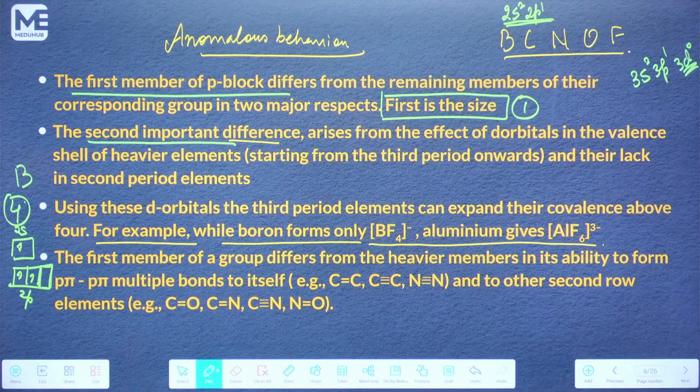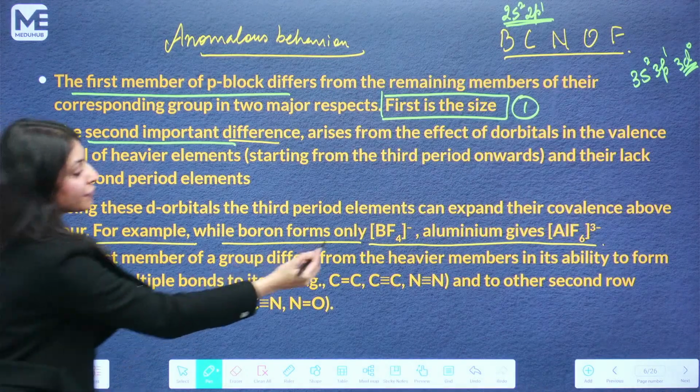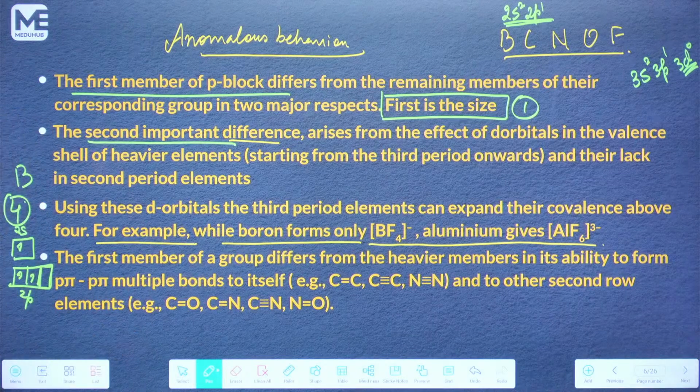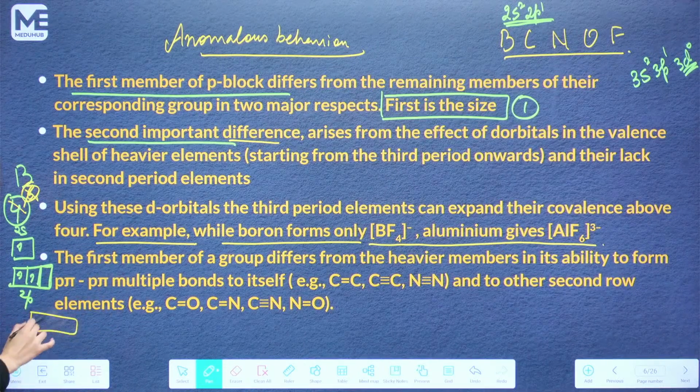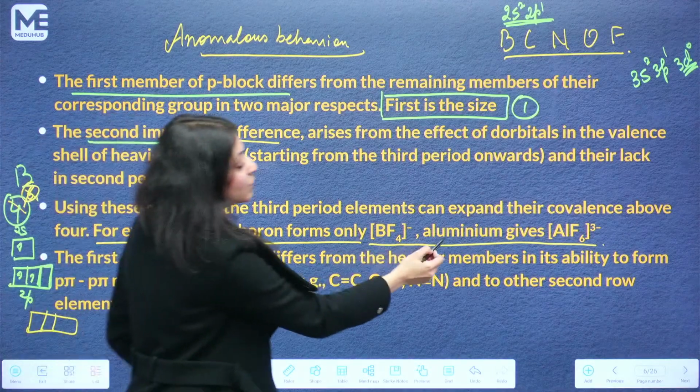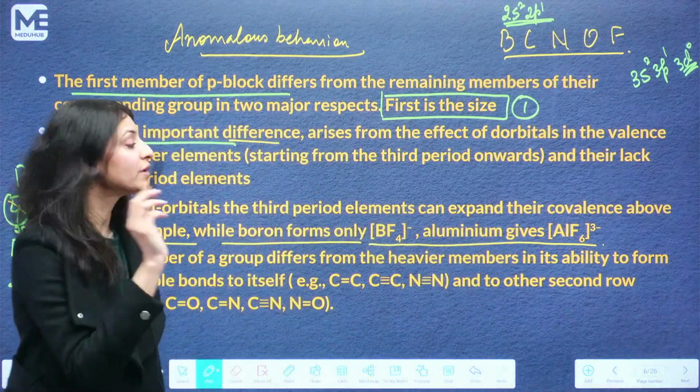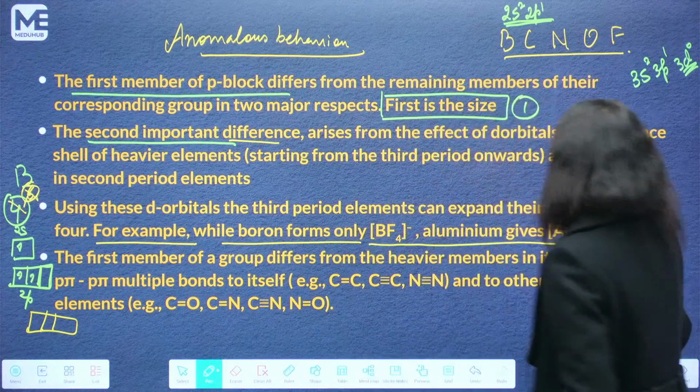4. That means boron can form BF4 minus ion. But if we try to form BF6 minus ion, what will happen? It cannot be formed. Its covalency cannot be 6. Why? Because there are no other empty orbitals in which any other electrons can be accommodated. Whereas in the case of aluminium, it can happen. So aluminium can form AlF6 3 minus.